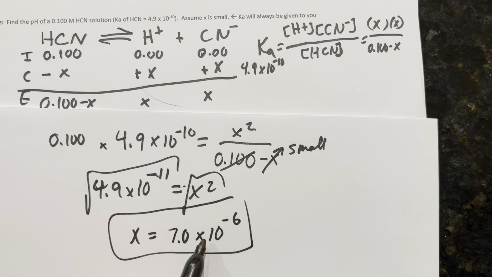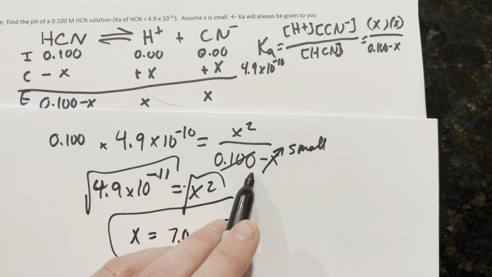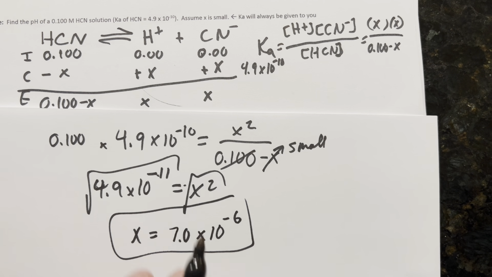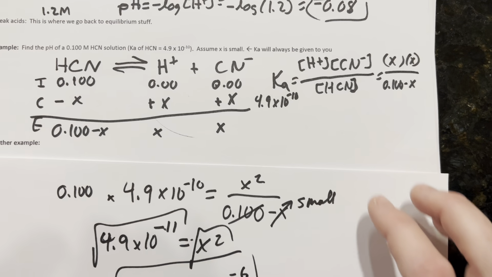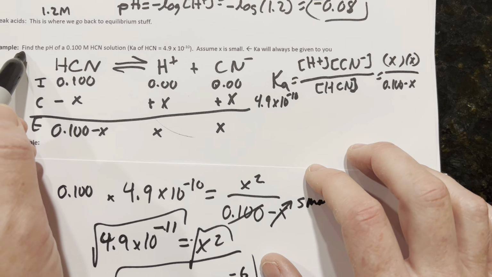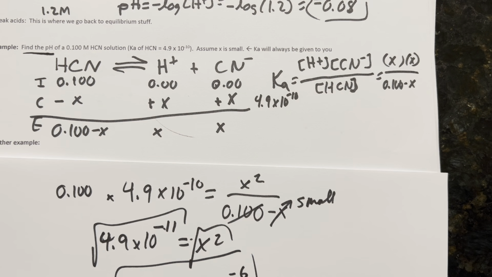Definitely a very small number. It proves that if you subtracted it from 0.1, it wouldn't change anything. All right, so that's our X. But that wasn't even the question. I know I circled it, I was just excited to find X. But the question, always go back and look, it asked for the pH.